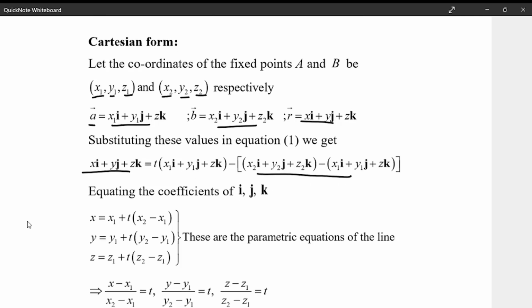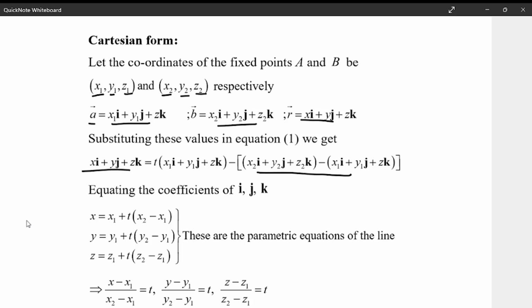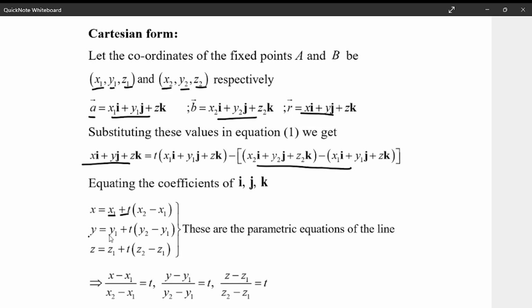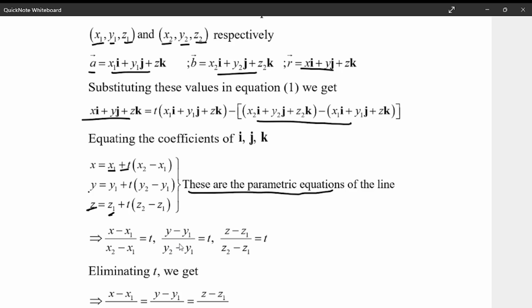So when we expand, we are going to have x equal to x1 plus t times (x2 minus x1). Then y will be equal to y1 plus t into bracket (y2 minus y1). And then z is equal to z1 plus t into bracket (z2 minus z1). These are the parametric equations of the line.